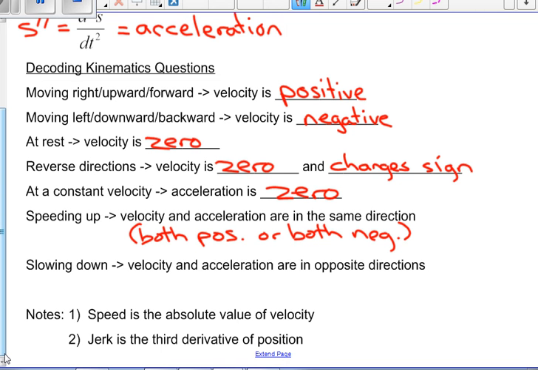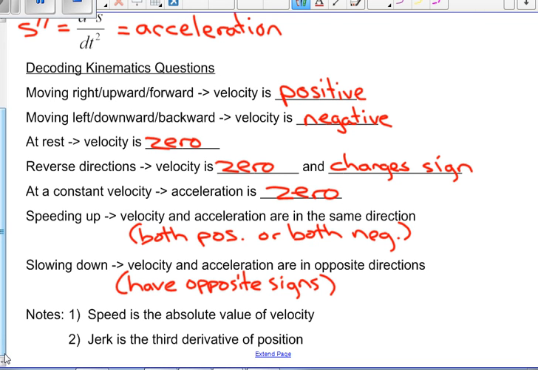Slowing down, that means velocity and acceleration are in opposite directions, or have opposite signs. So if velocity is positive, but acceleration is negative, that means you're moving to the right, but you're slowing down. If velocity is negative, but acceleration is positive, well, you're moving to the left, but slowing down.